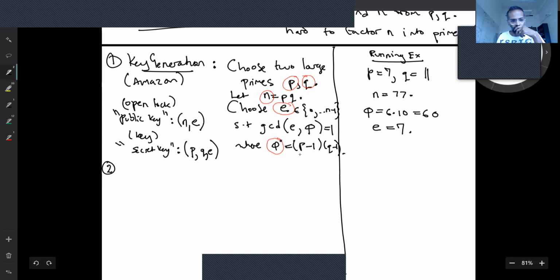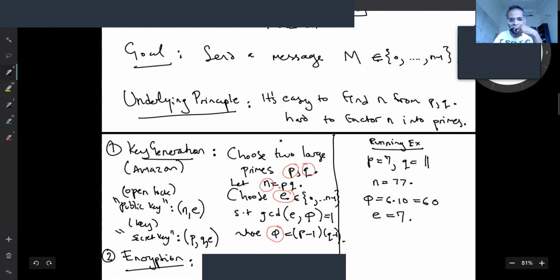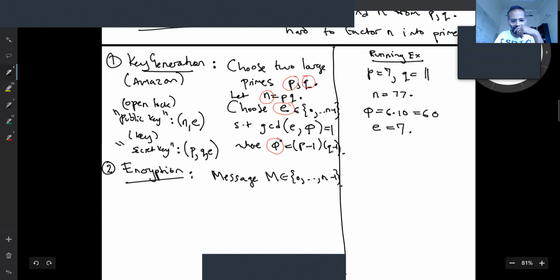Okay, so now for step 2. Step 2 is encryption. This is the step where I put something in this box and lock it with the open lock. Okay, so for the encryption, I have a message M, which is a number in the set 0 through n minus 1, which is a big number because these primes are big. So this is the message I'm trying to send. So let's say my credit card number is 2. I wish my credit card number was that short, but let's say it's 2.